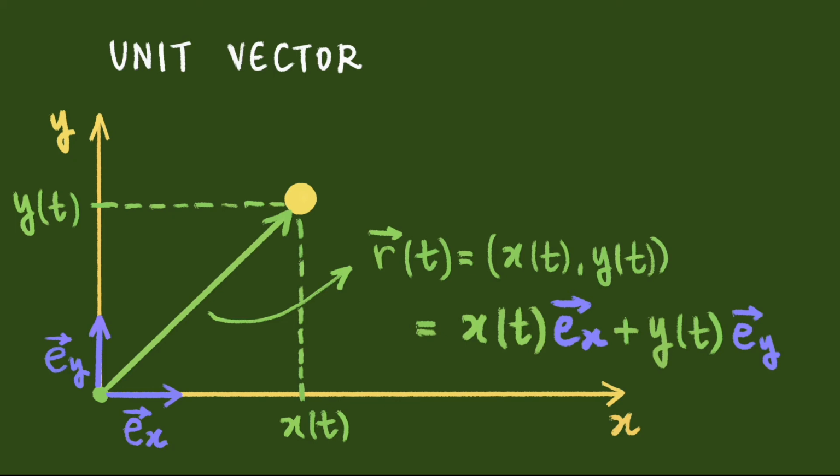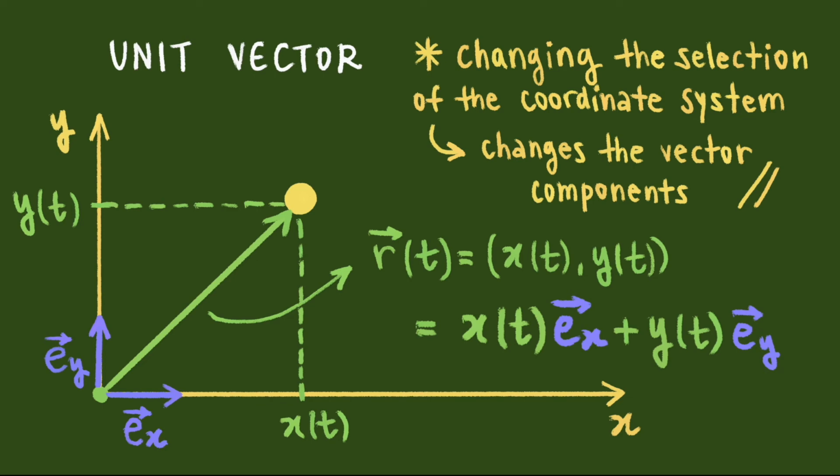As I mentioned earlier, changing the position of the reference point changes the value of the position vector, but changing the orientation of the xy axis also changes the position vector. This change is called changing the selection of the coordinate system. And changing the selection of the coordinate system naturally changes the vector components.